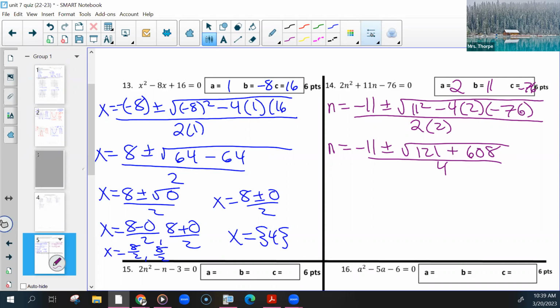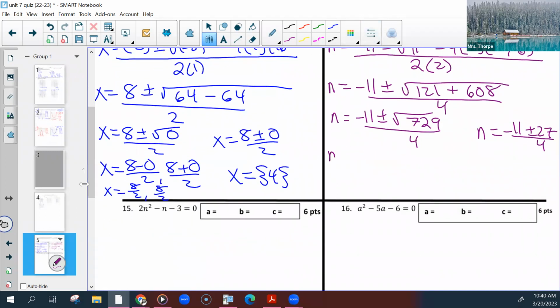And then when you added those together, you got 729. If you're not sure if it's a perfect square or not, put it in your calculator. It was. And it was 27. Then you would take it and separate it. -11 minus 27 over 4 and -11 plus 27.